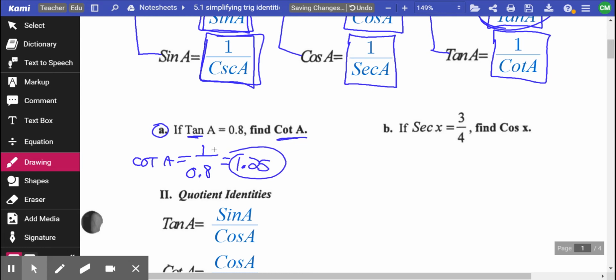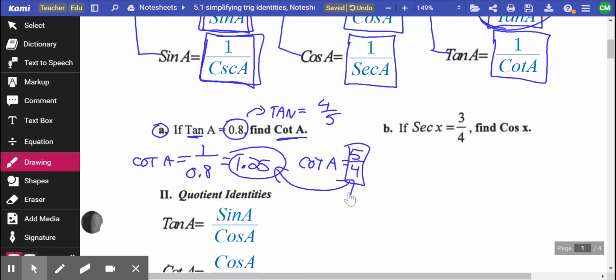An easier way to do it is, especially since we're dealing with reciprocals, it's much easier if it's written as a fraction rather than a decimal. So 0.8 is what, 8/10, which simplifies to 4/5. This is just like saying tangent of A is 4/5. So to get cotangent of A, you just flip that, and it becomes 5/4, and that's the same thing as this 1.25. All right.